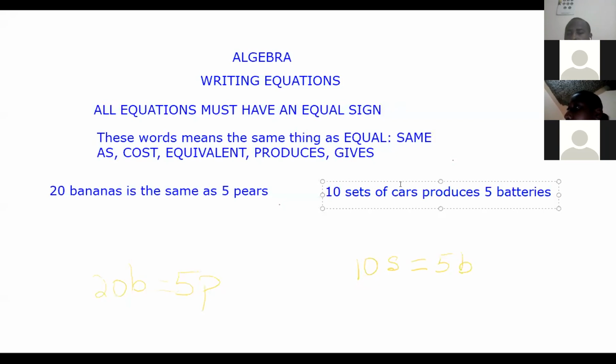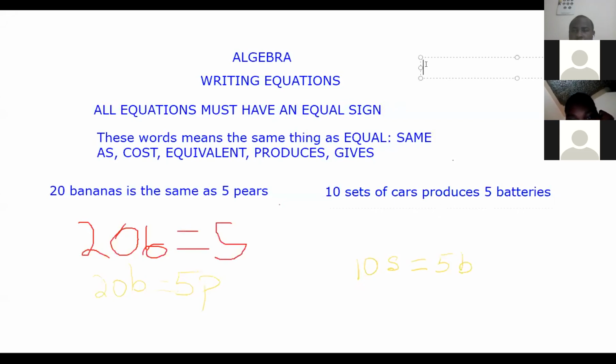Good job. Over here now, does anyone know what sets of means? Does anyone know what sets of means? Anybody know what sets of means? No?